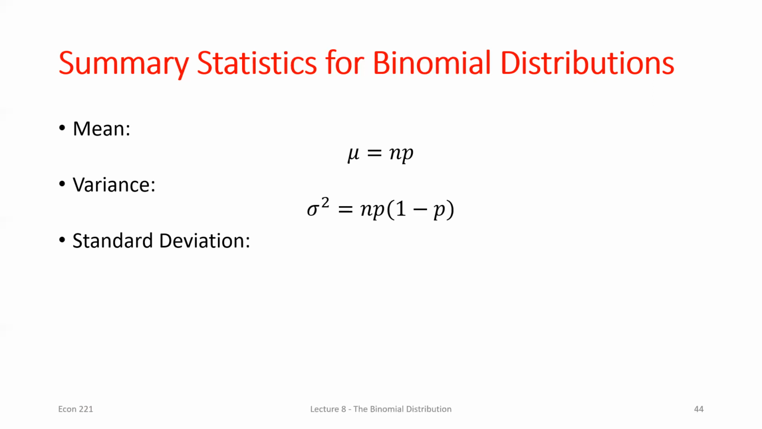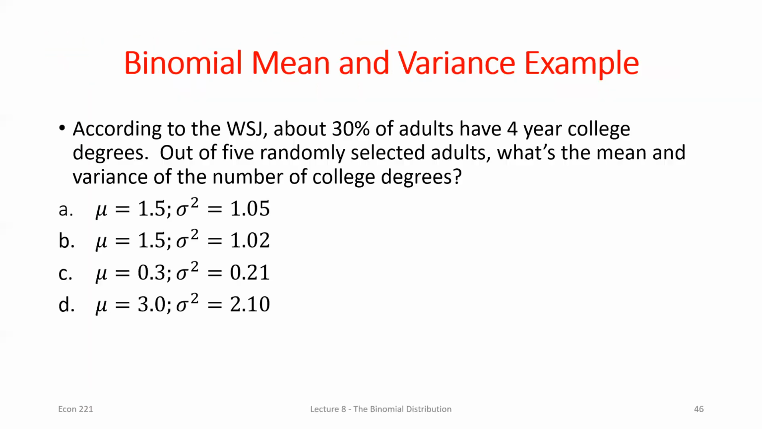Keep going here. How would I find the standard deviation? That's pretty easy, right? I just take the square root of the variance. So it's pretty easy to calculate these two things. I've got a problem here, and it's just plugging the values in, right? We already talked about the mean of this random variable for the number of people that have a college degree. Well, n times p, 5 times 0.3, was 1.5.